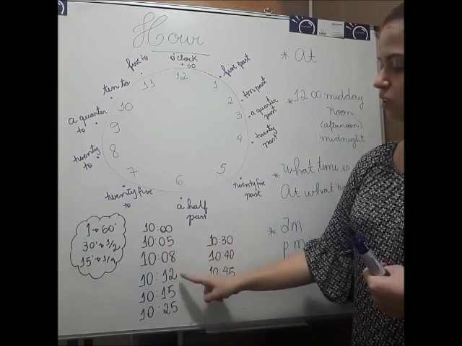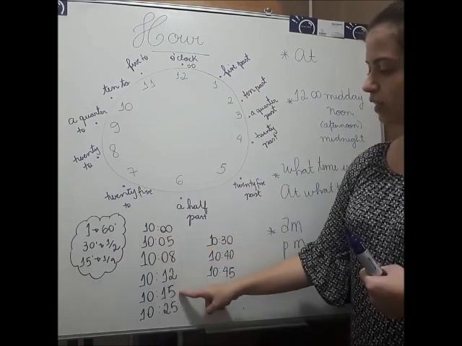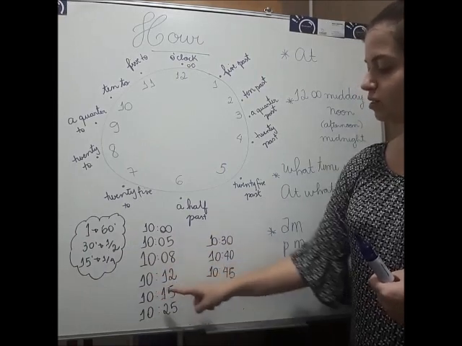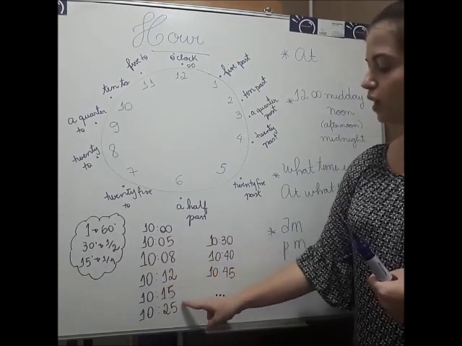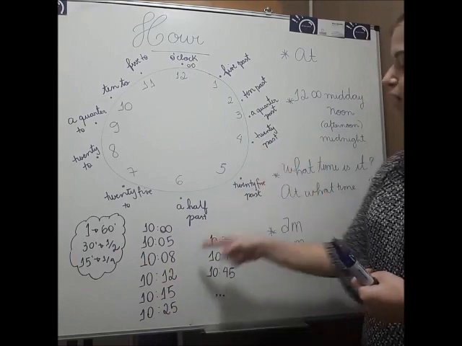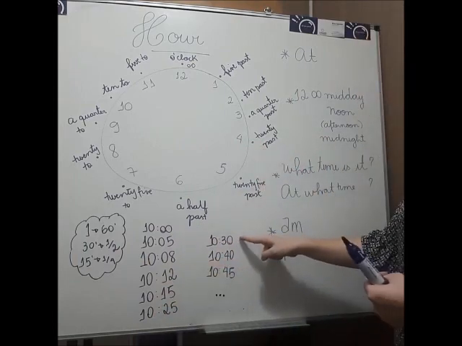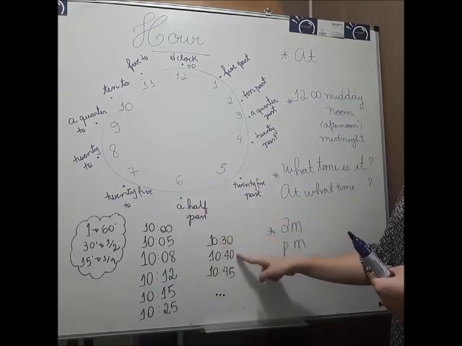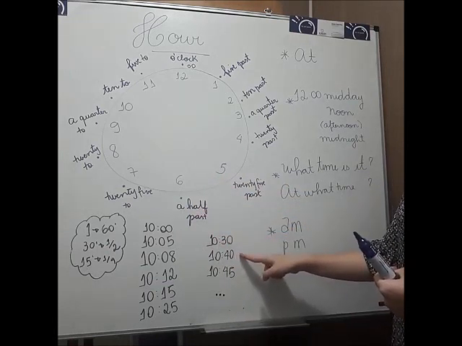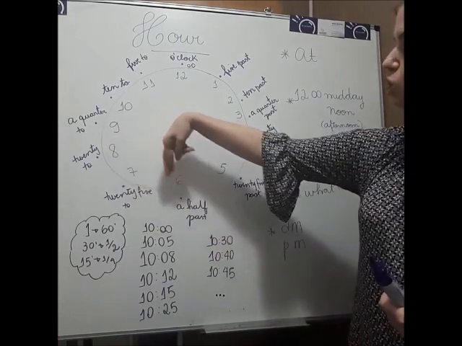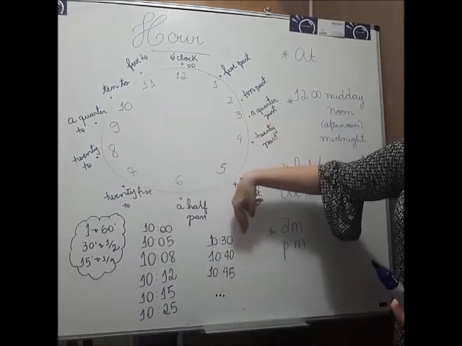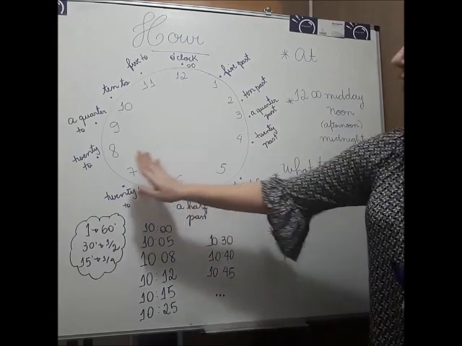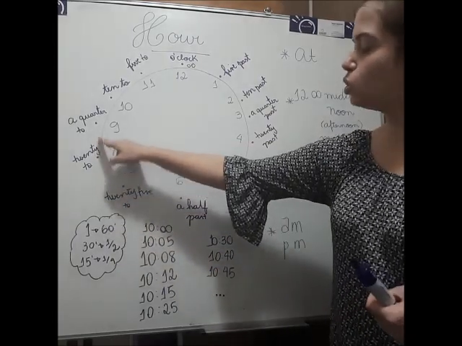8 past 10, 12 past 10, and 15. 15 is a quarter. A quarter past 10. And 25. 25 past 10. And 30. 30 is a half. Half past 10. And 40. You look here, now we changed it. 25 past half. After that, everything is to.